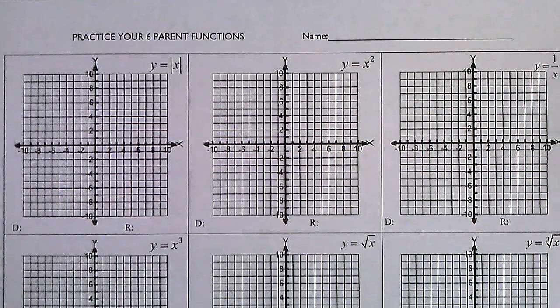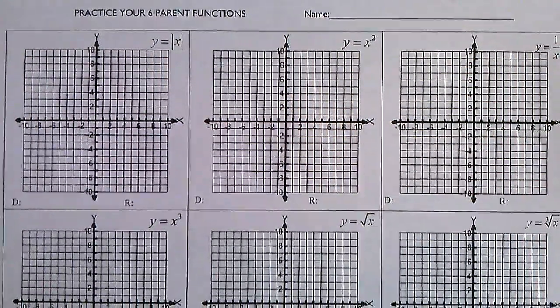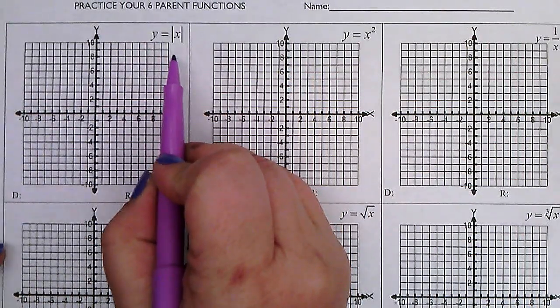So in this final review, we are going to practice our parent functions and remember some stuff from 6.8. So the first thing we're going to start with is our paper on this side, and we are going to practice our 6 parent functions. So the first one is absolute value of x.